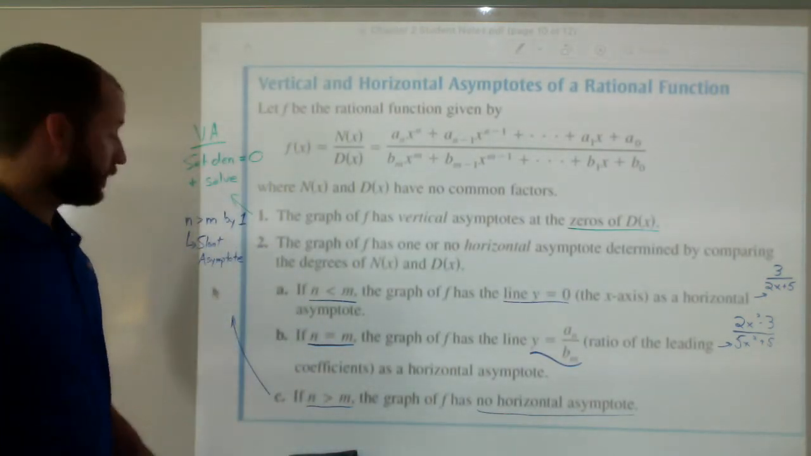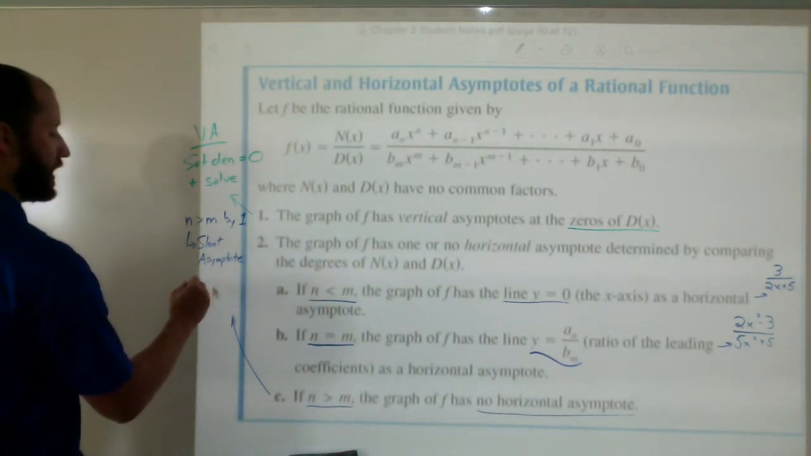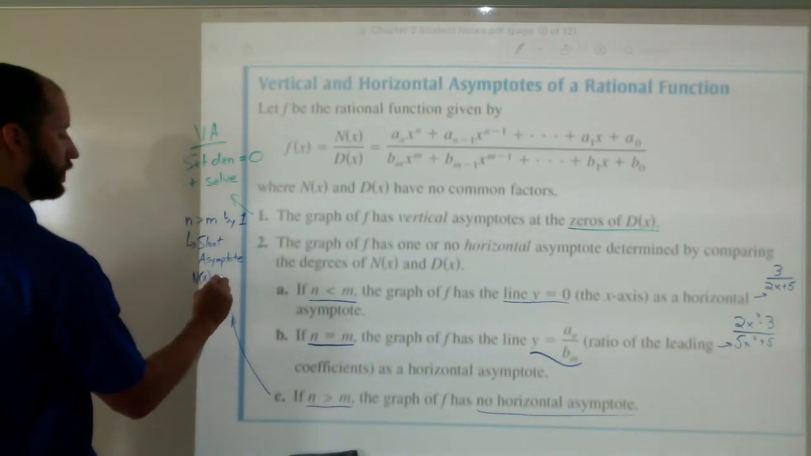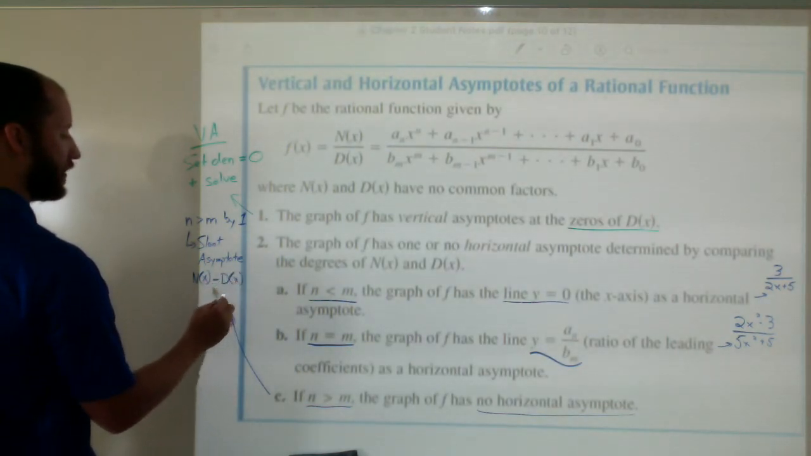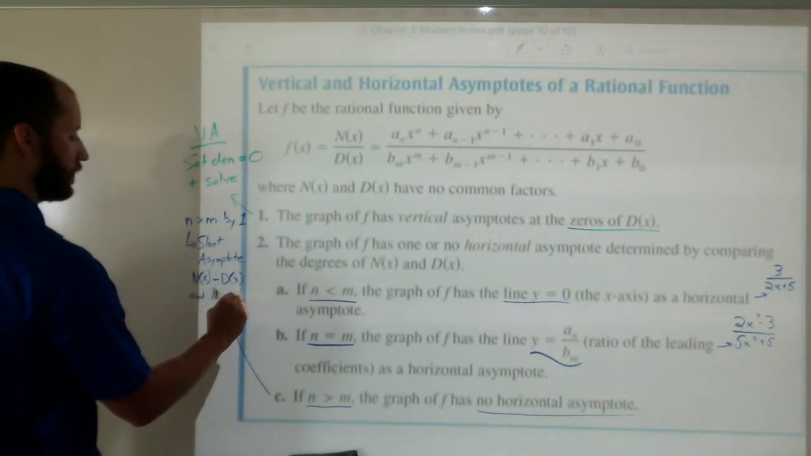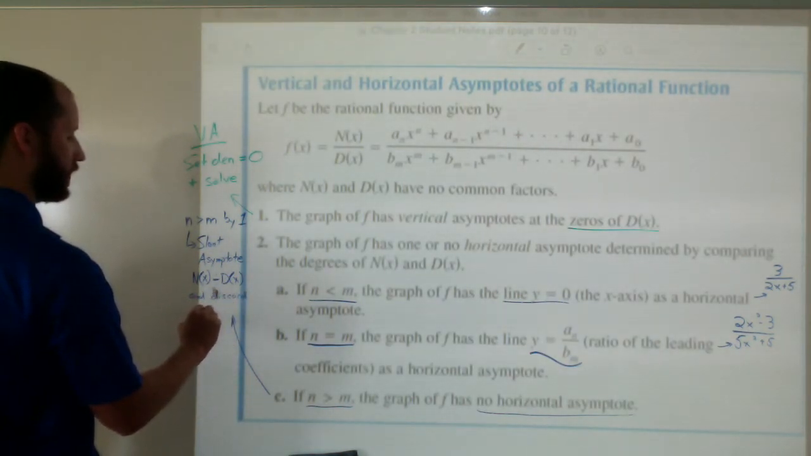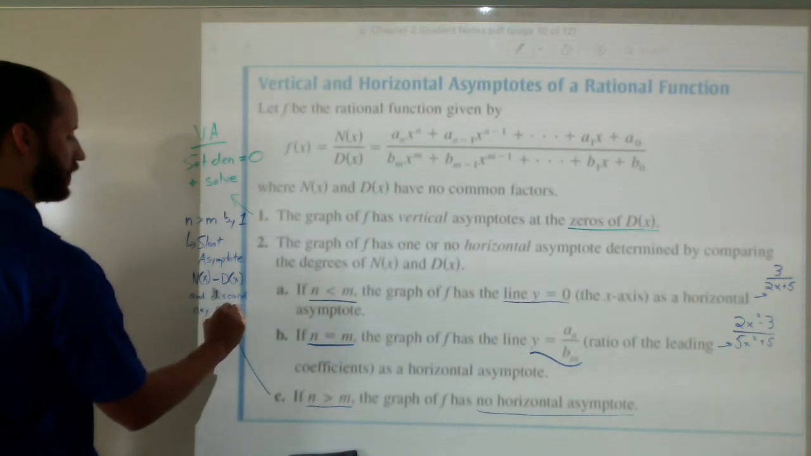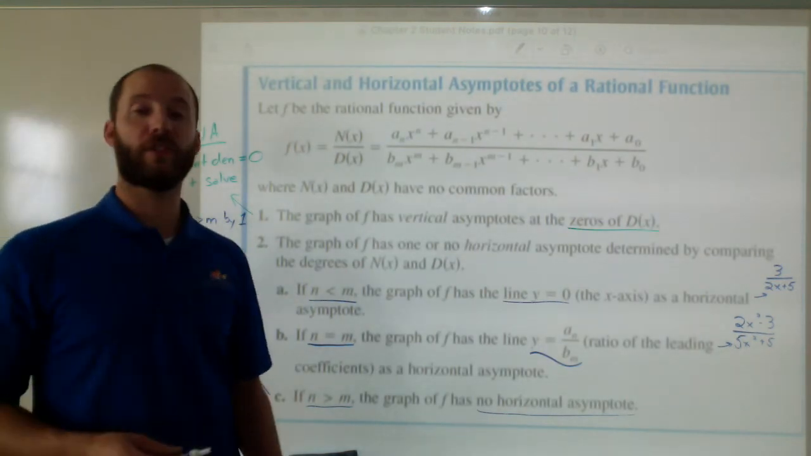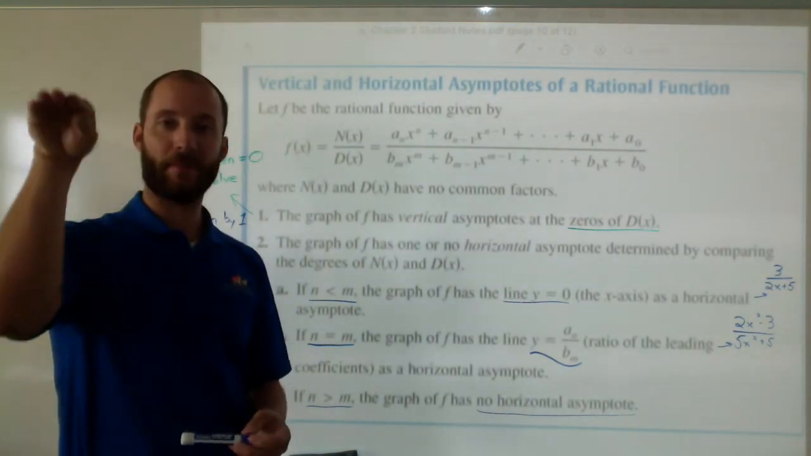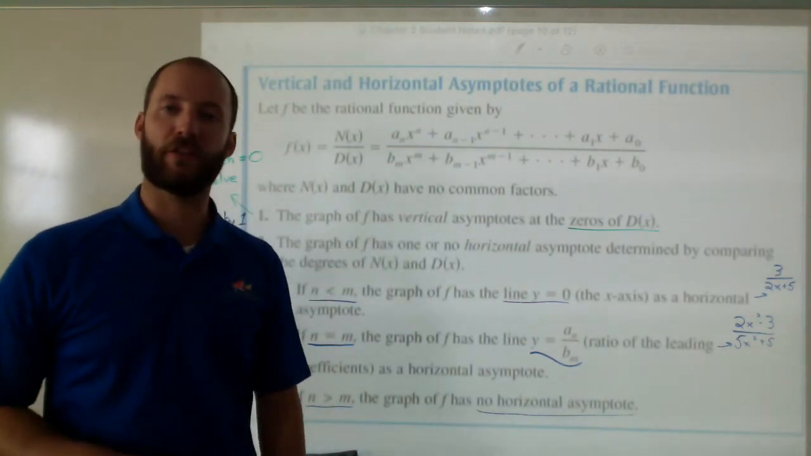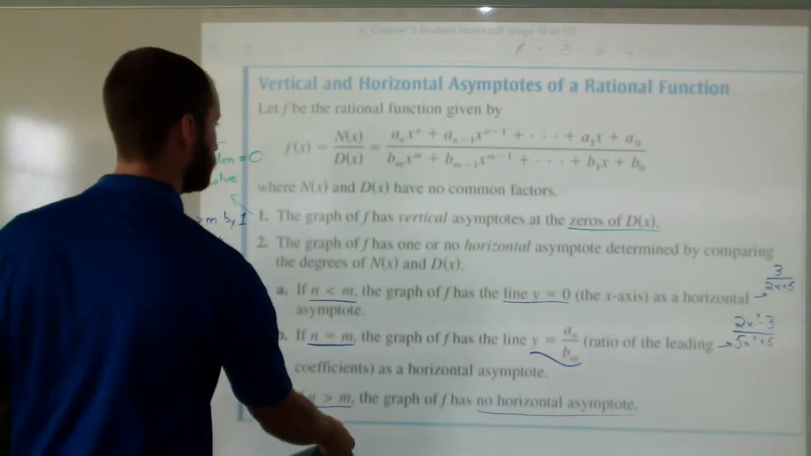How you find that is you take your numerator, you divide it by your denominator, and discard any remainder. So thinking about your polynomial division, the answer you get up on top, y equals that, that's your slant asymptote. Get rid of any remainder, you don't have to worry about it.